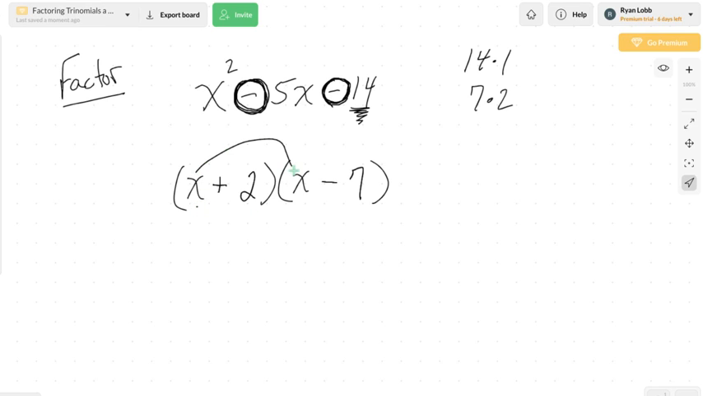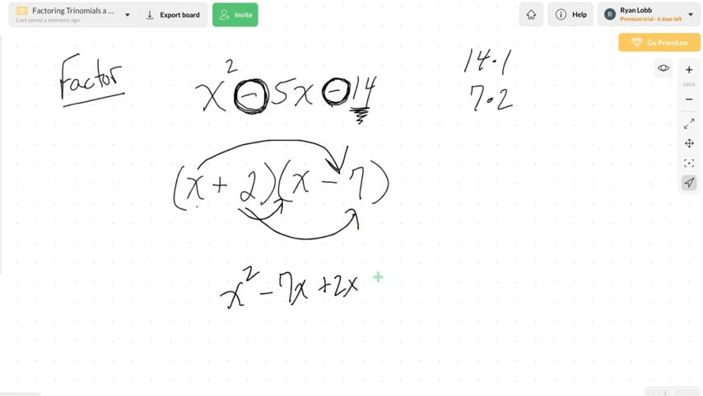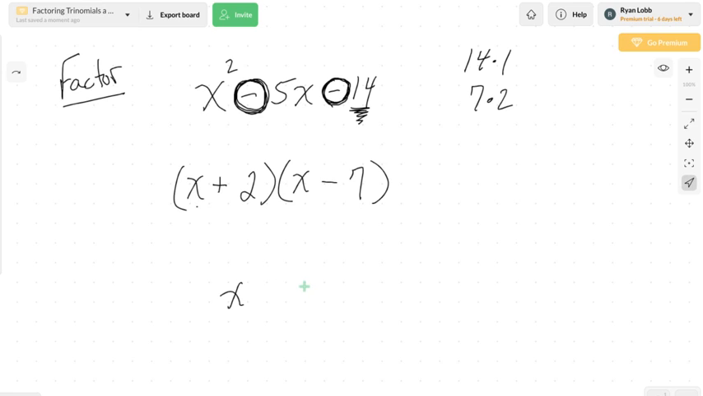If we take x times x, x squared. X times negative 7, minus 7x. 2 times x, plus 2x. And 2 times negative 7, negative 14. And if you look here, you're going to have negative 7x plus 2x, negative 5x, minus 14. X squared minus 5x minus 14. All checks out. So that's the way you check. You just multiply it back together. So there's really here an easy way to check your answer.